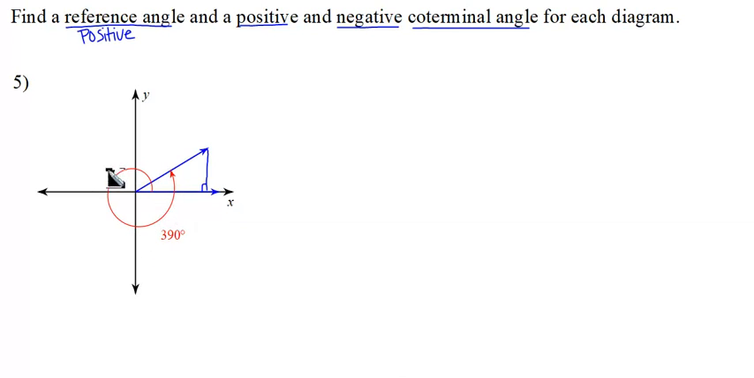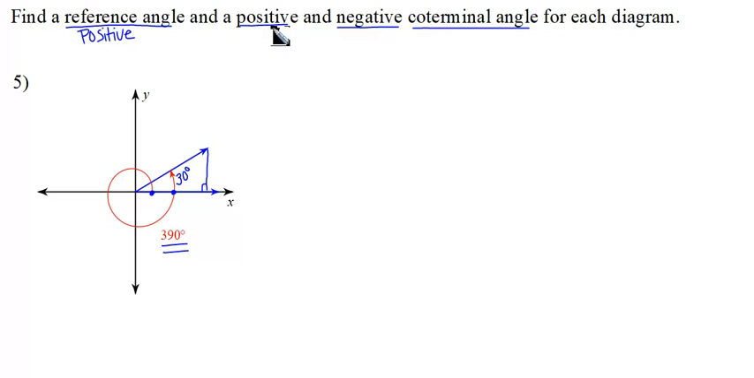Since I'm given some information that I can use, this entire angle that has been drawn is 390 and terminates at this side right here. That is my terminal side. I know that if I make one full rotation, I have traveled 360. So I just need to find out what the difference between these two values is. 390 minus the 360 tells me that this angle is 30 degrees. So my reference angle is 30 degrees.